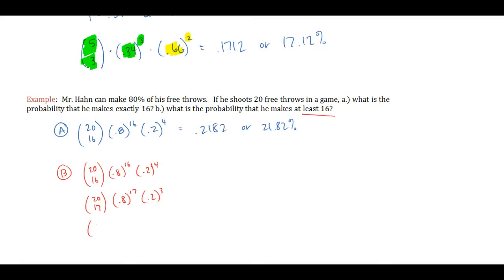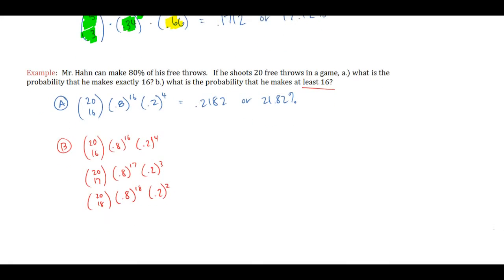There's also the chance that he makes 18. And so I would have to calculate 18. And by the way, notice the numbers changing. If he makes 18, he's missing 2. What's the probability that he makes 19 out of 20? And so I could figure out that probability.